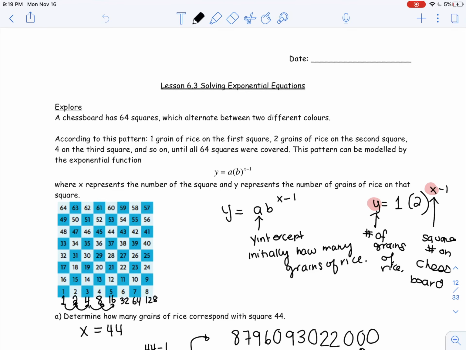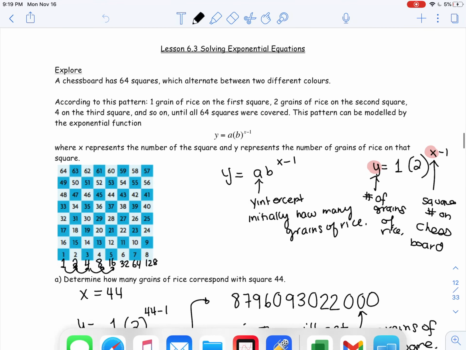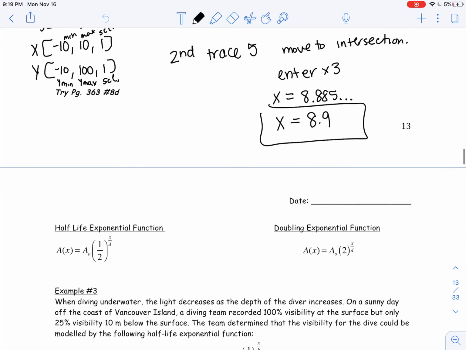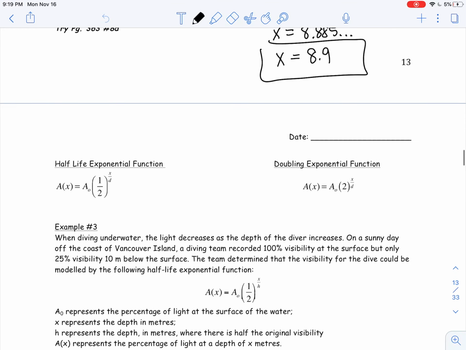Hey guys, let's look at lesson 6.3, solving exponential equations, part 2. Today we're going to be looking at the word problem part of solving exponential equations. So I'll get you guys to turn to page 14 in your notes, page 14 in your yellow booklets.